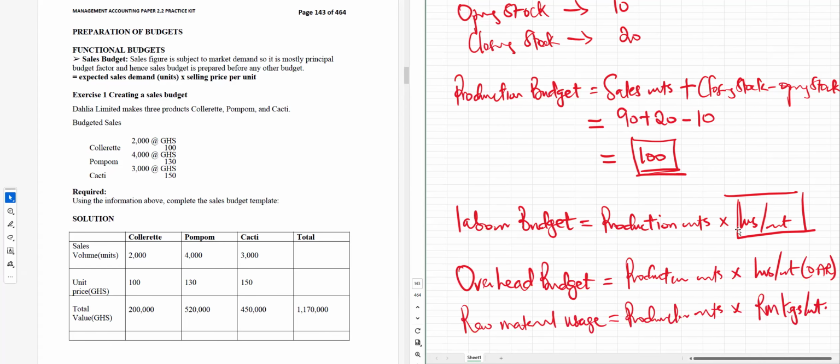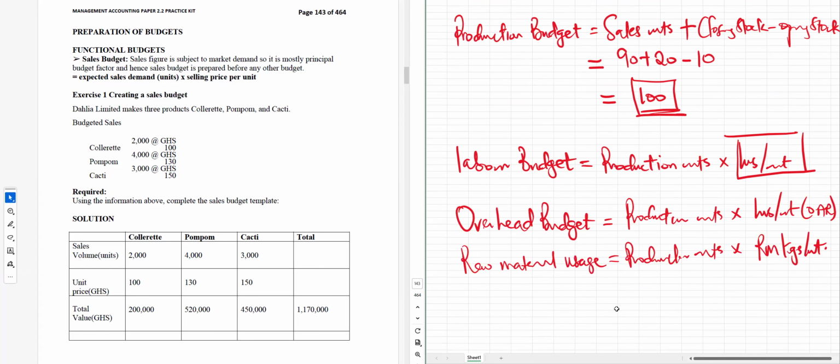So have you noticed something? What is the most common factor among all of them? It's not per unit. It's production units. It means that in management accounting, they give priority to production, because almost all the production costs are based on the unit of production. If you get the production units in the budget wrong, everything is wrong.